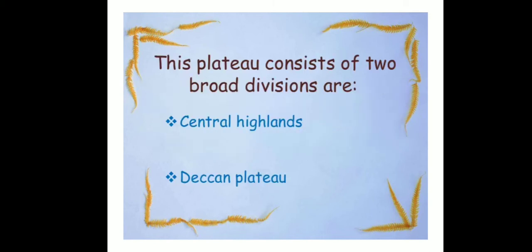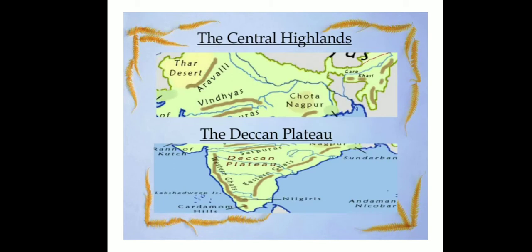After that, we have two different types of plateaus: Central Highlands and Deccan Plateau. See in the map the upper portion where the Thar Desert, Aravali Hills, Vindhyas, and Chota Nagpur Plateau is shown. It is called the Central Highlands, and the southern portion is called the Deccan Plateau.